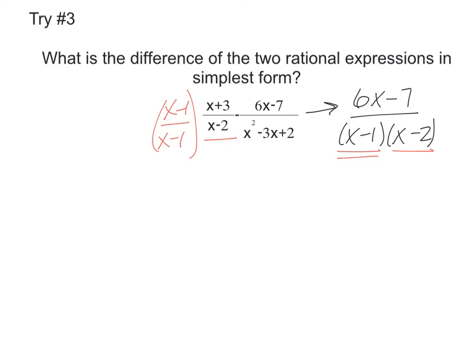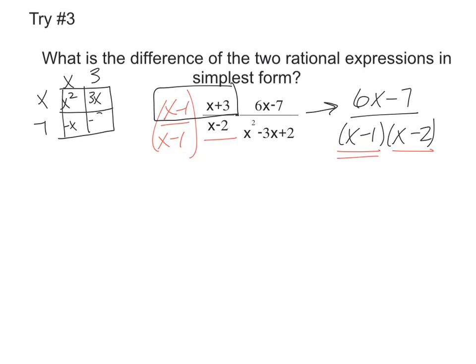Now this top one, how fun. If you want to, you can create a box for this information, a binomial times a binomial, or you can do FOIL. Some people like the box more for our classes, so I'll go ahead and do the box really quickly. That's x and negative 1, and then x and 3. So this would be x squared, negative x, 3x, and negative 3. So they give us x squared plus 2x minus 3 for the numerator, and that's going to be over x minus 1 and x minus 2.